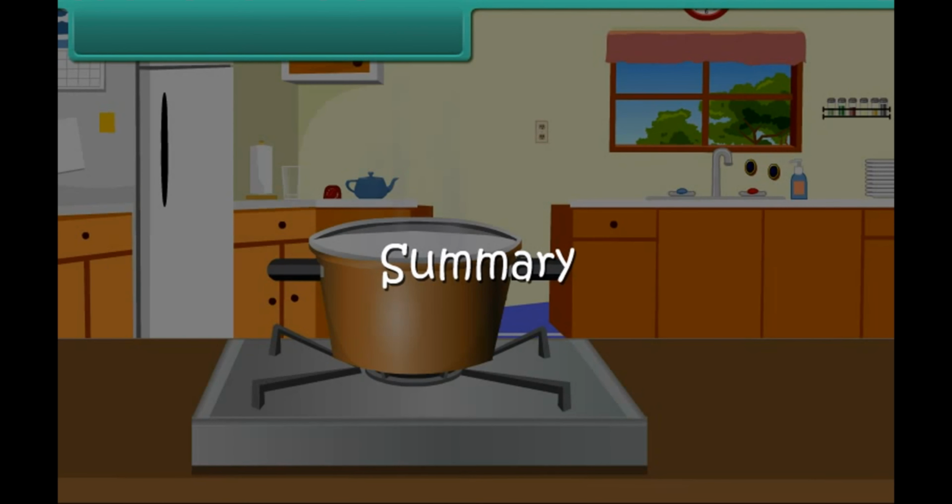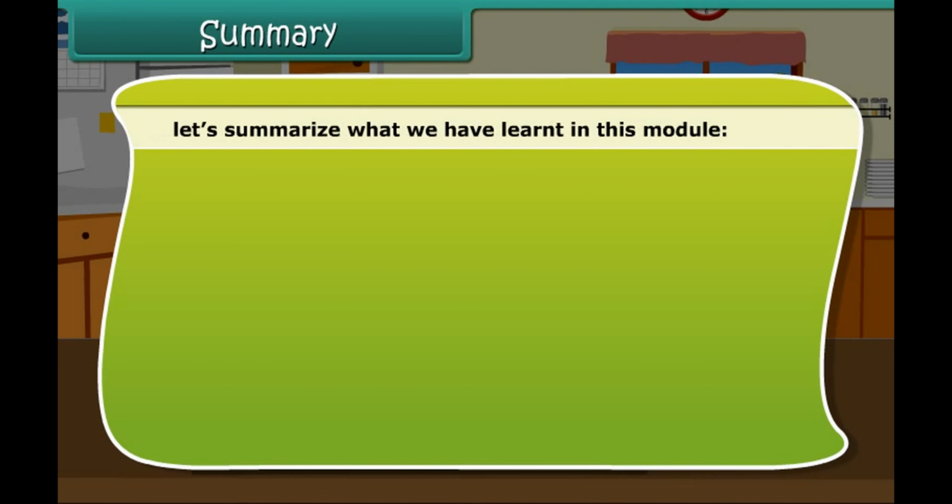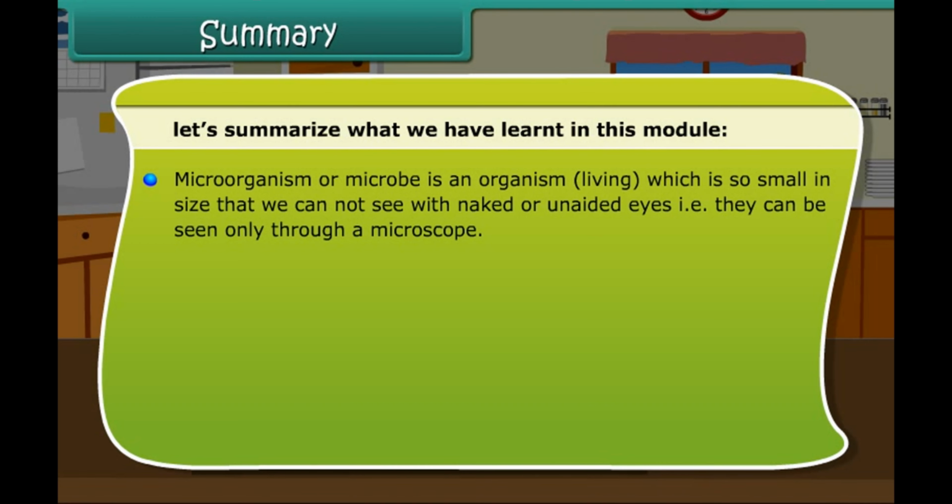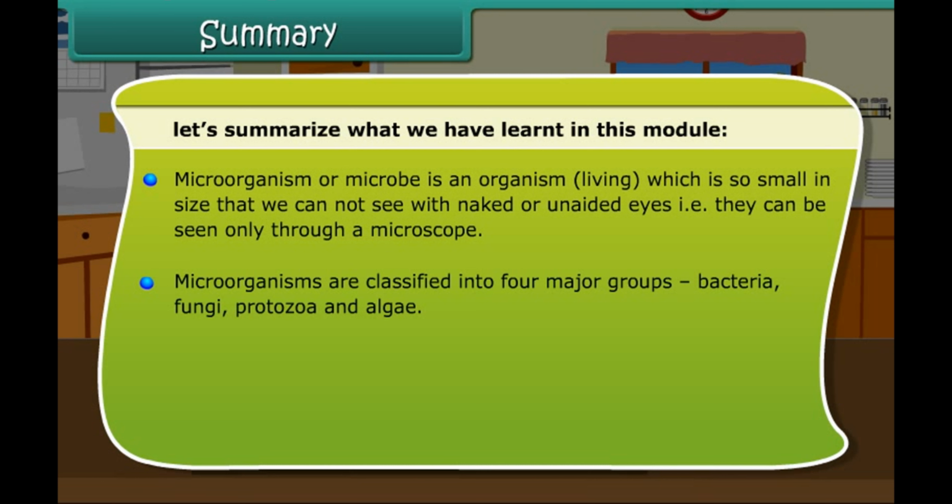Summary. Friends, let us summarize what we have learned in this module. A microorganism or microbe is a living organism which is so small in size that we cannot see it with naked or unaided eyes, that is, it can be seen only through a microscope. Microorganisms are classified into four major groups: bacteria, fungi, protozoa, and algae.